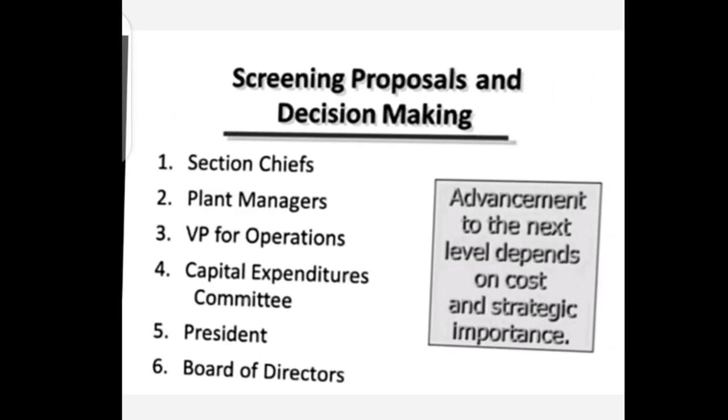So after evaluating the projects, there exist the screening, proposals and decision making. There exist the section chiefs, the plant managers, vice presidents for operations, the capital expenditures committee, presidents, and board of directors, who make the decision whether we should go for this project or not.